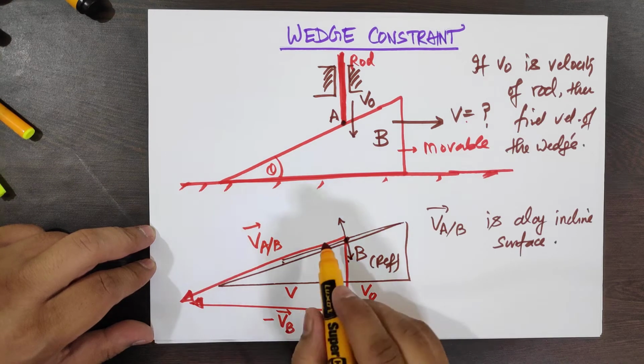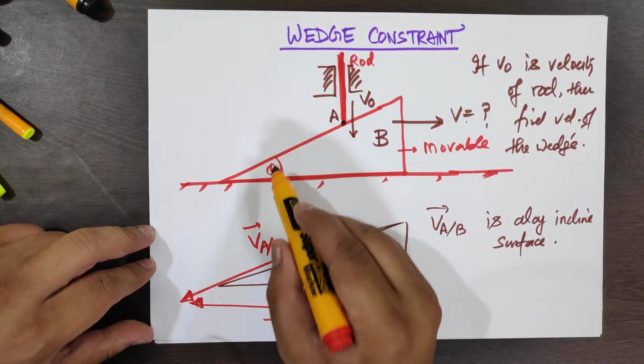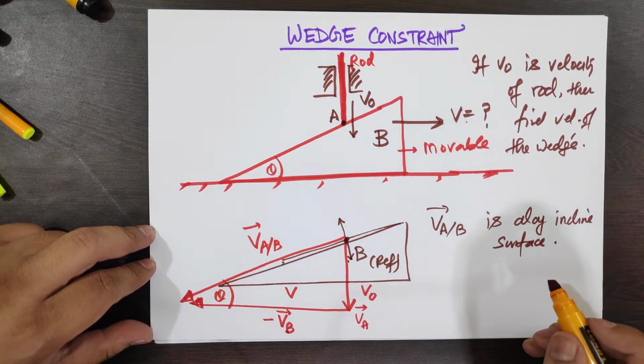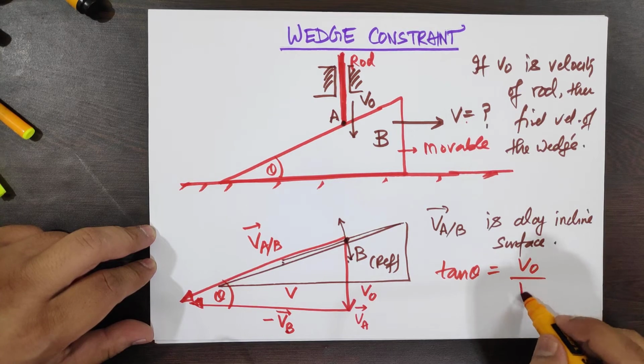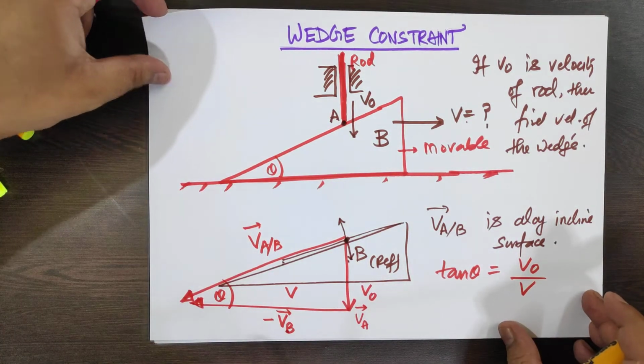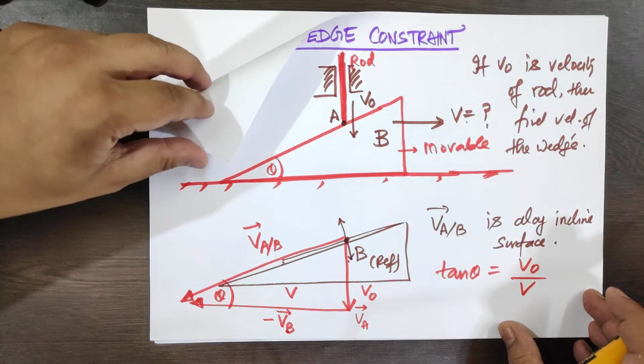See, VA minus VB is VA with respect to B. From this triangle, obviously if this angle is theta, this angle is also theta. So what is tan theta? Tan theta is V0 by V. So V is V0 by tan theta. You can try some more methods actually here.